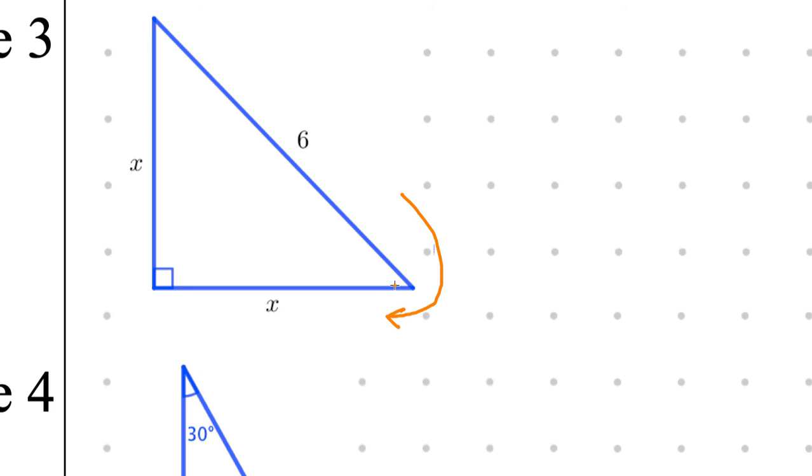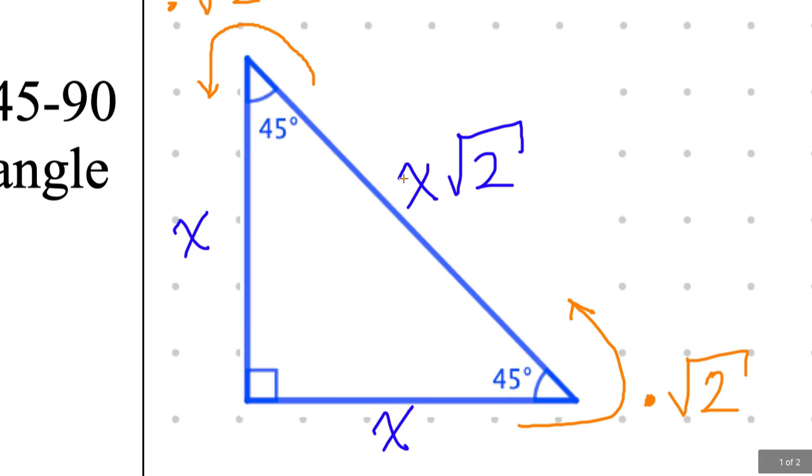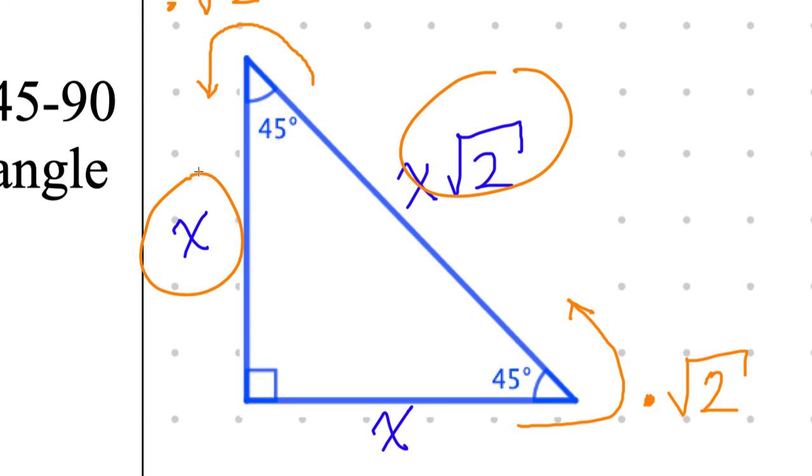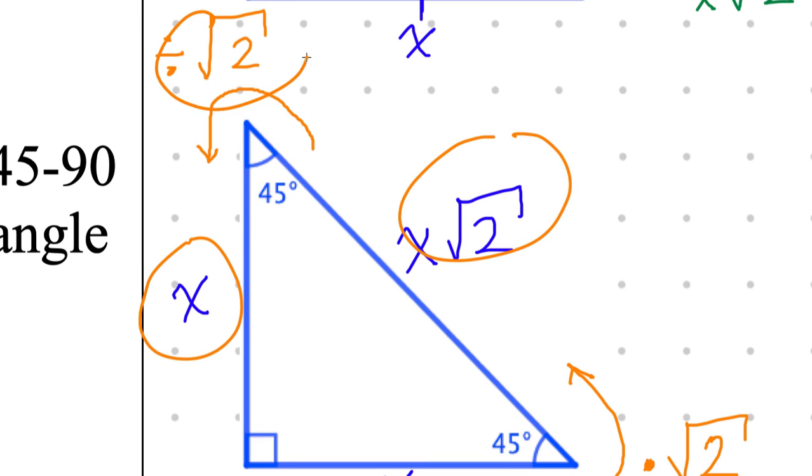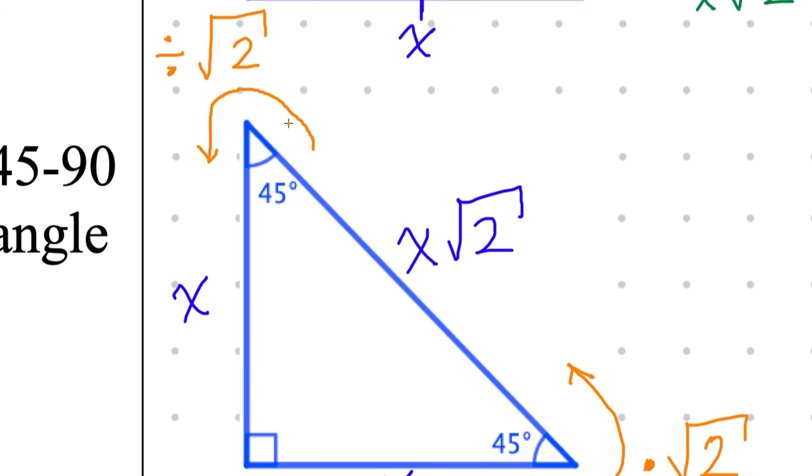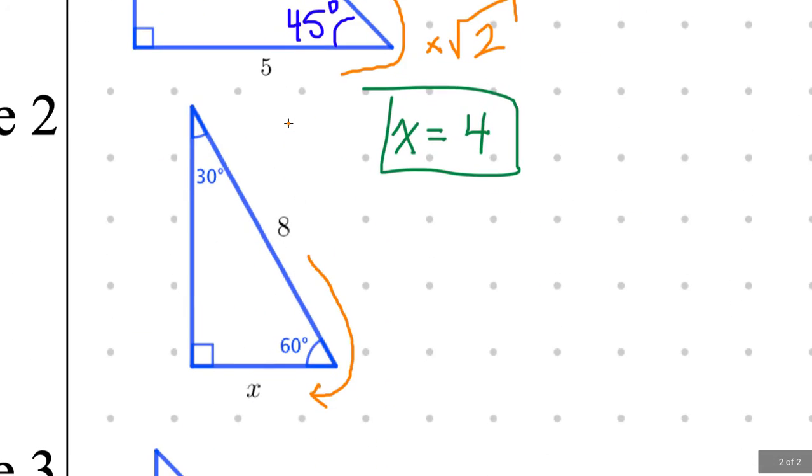Andres. Multiply by 2 and divide by the square root. For a 45, 45, 90 triangle, right here, if I want to move from the hypotenuse to the leg, what operation do I do right here, Andres? Divide by the square root of 2. There it is. Divide by the square root of 2.